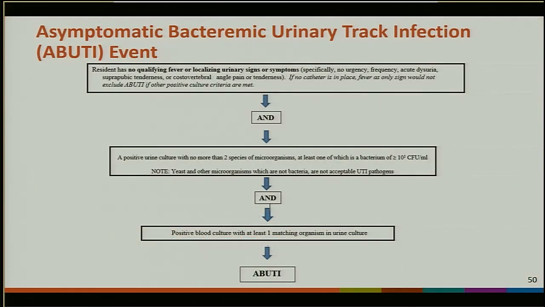Want to spend a little bit of time on the asymptomatic bacteremic urinary tract infection event. It's very simple, as you can see from my slide. I don't even think you need to print this. It's so simple. So basically, these are your residents who have no localized signs or symptoms, but you have this positive urine culture and a positive blood culture with matching organisms. In that case, you would have an ABUTI to report. And with that ABUTI, when you report that, you're going to report the positive urine culture as well as that positive blood culture. And an ABUTI applies to both catheter and non-catheter associated infections.